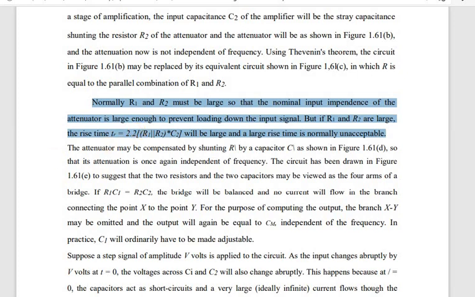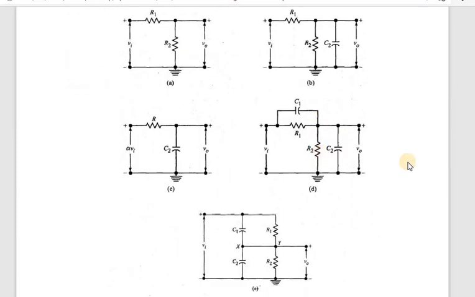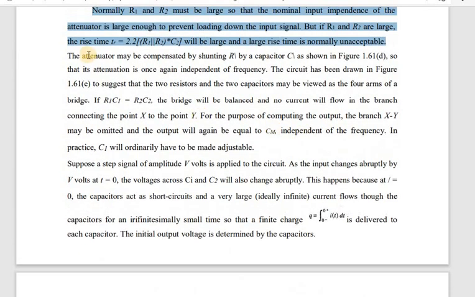So the attenuator is compensated by the shunting resistor R1 and by the capacitor C1, which is already shown in the figure, this one. If that is the condition, then you have to shunt this resistance. So the attenuator may be compensated. You have to do some compensation in that condition, and that compensation can be done by adding one more capacitor at the resistor R1.